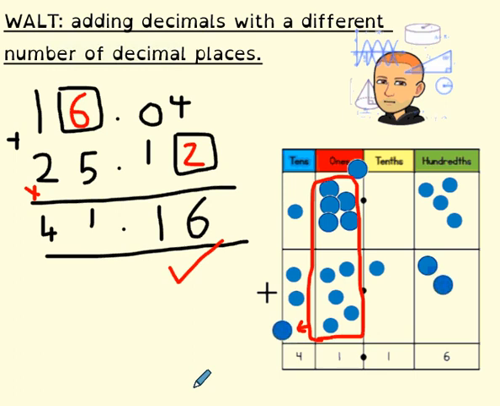So, adding decimals with different numbers of decimal places. Remember, line the decimal points up. The decimal point never moves. It doesn't move in year 5, year 6, year 7, year 10. So whenever you're doing additions using decimals with different numbers of decimal places, always line them up and work from there. I think that's pretty clear.